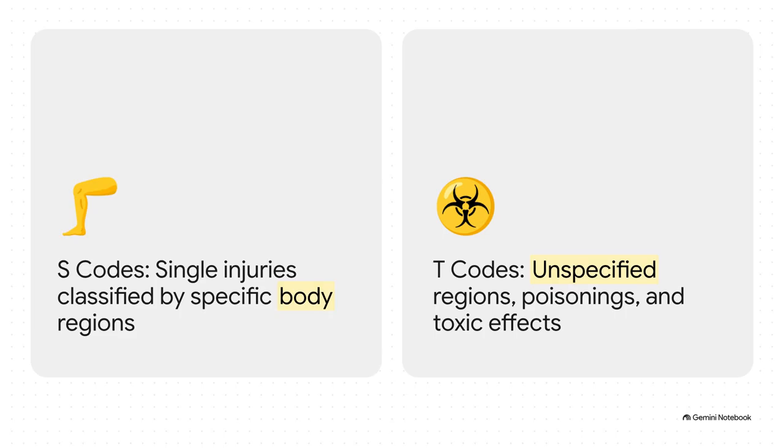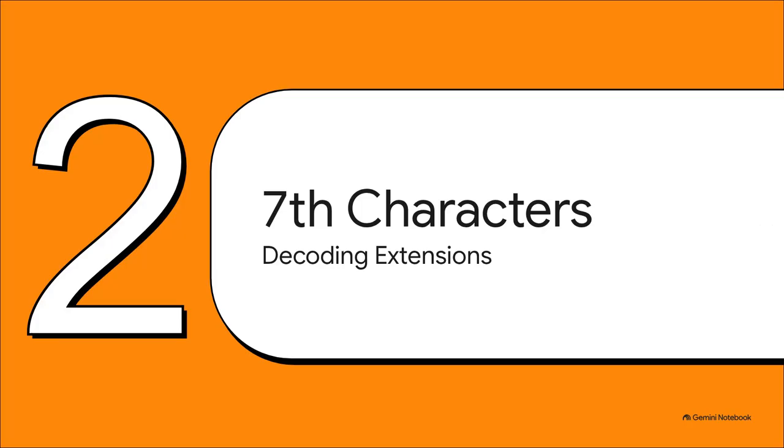On the flip side, T codes act as a bit of a catch-all. They cover systemic issues or areas that just lack specificity. So if an injury is to an unspecified body region, or if your patient is dealing with burns, frostbite, poisonings, or toxic effects of substances, you're going to be living exclusively in the T code section. Getting this structural baseline down makes navigating Chapter 19 significantly faster. Moving right along to Section 2, decoding seventh character extensions.